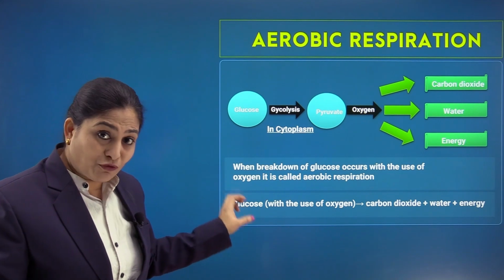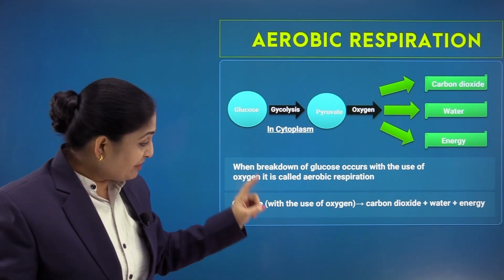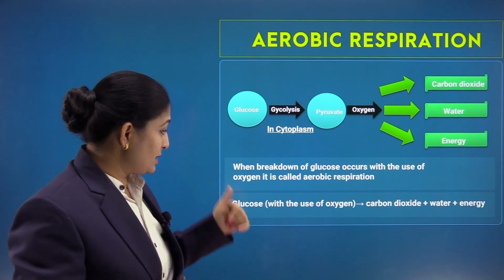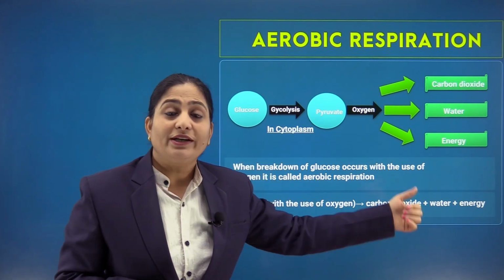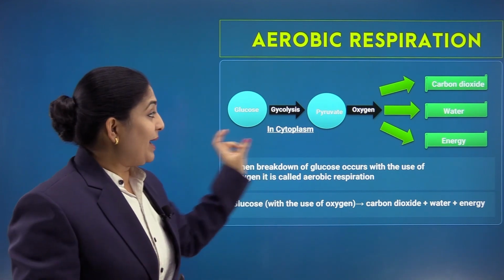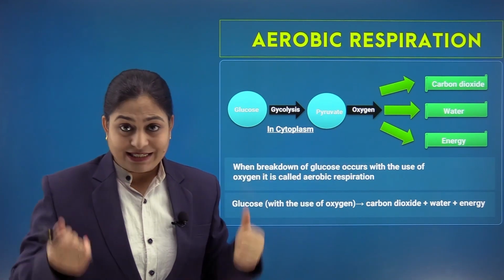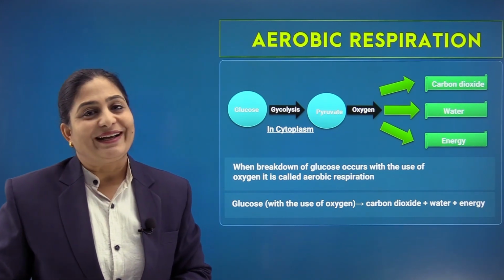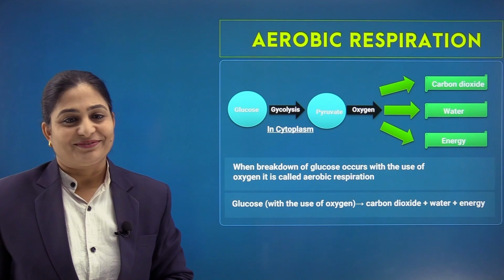Glucose, which is the food present in plants, with the help of oxygen, changes into three forms: carbon dioxide, water and energy. So this is how we get energy by this process, and since it takes place in the presence of oxygen, we call it aerobic respiration.